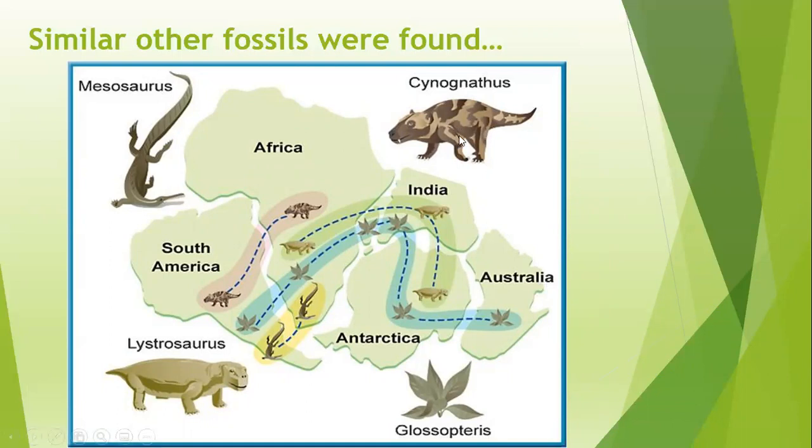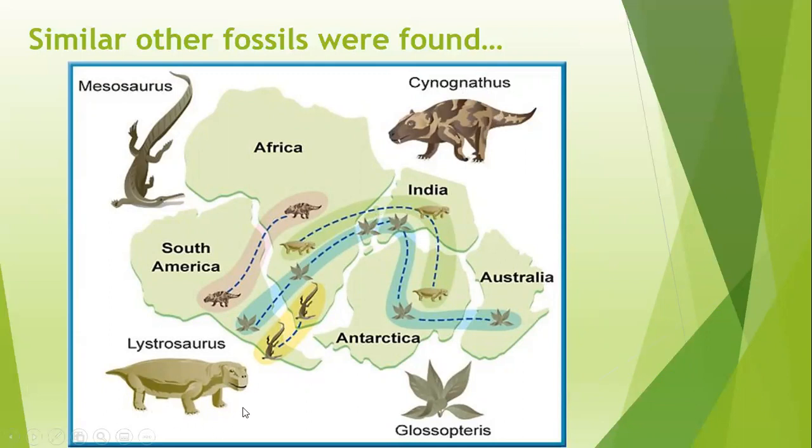Now, if you look at this creature here, Cynognathus, the fossil of this creature was also found here in Africa and South America. And look at the pattern here. It is found in the same exact place where South America and Africa fit inside each other. The same boundary, the boundary here. At the same location, in this very perfect line, he found the fossil of this creature, Cynognathus.